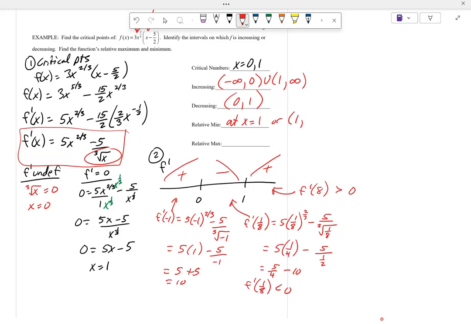Plug it into the original function. That'll spit out -9/2. Again, plug it into the original function there. You do have a relative max at an x value of 0, or the point 0, 0. That'll spit out 0 on that.